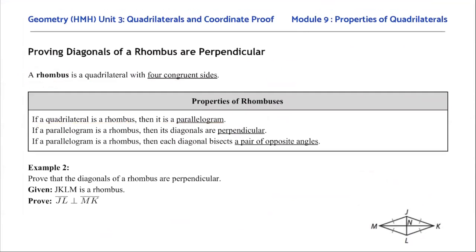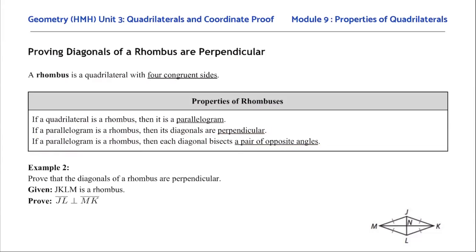Okay, and if the parallelogram is a rhombus, then the diagonals are perpendicular, and if the parallelogram is a rhombus, then each diagonal bisects a pair of opposite angles. We're not going to do all the proofs over here, guys. Let's just do one of them to show that the diagonals are perpendicular. All right, so why don't I go ahead and just show you the answer for that one.